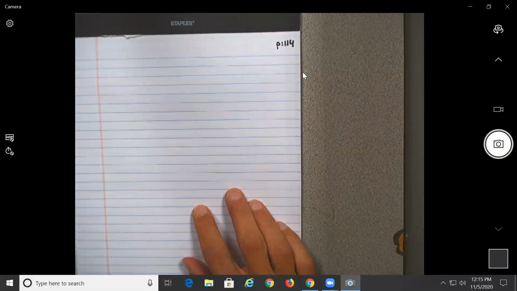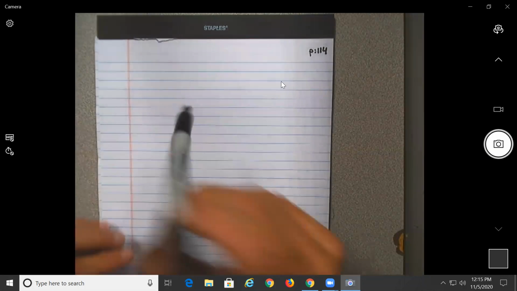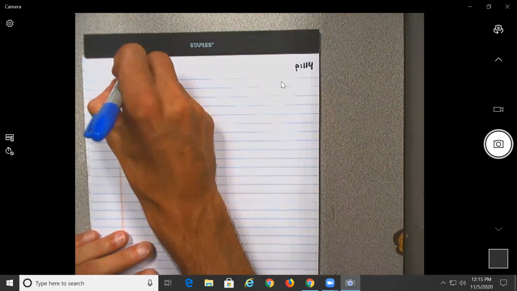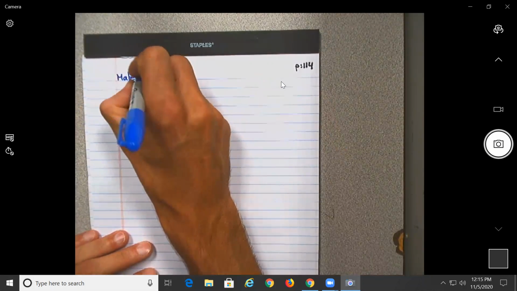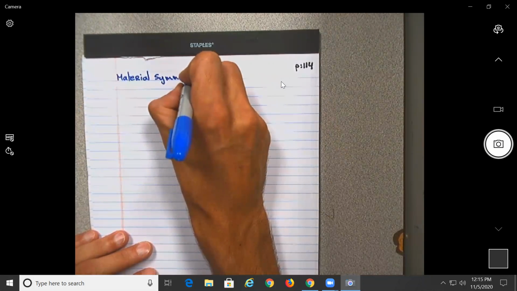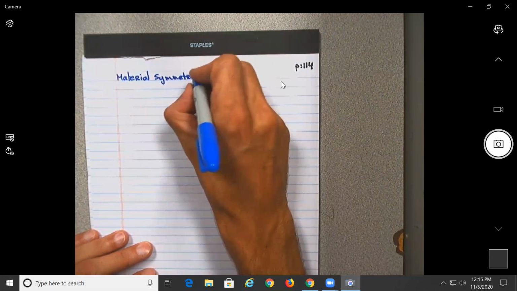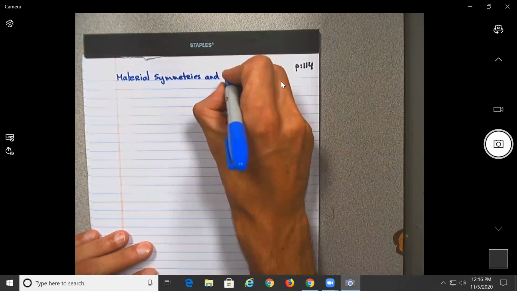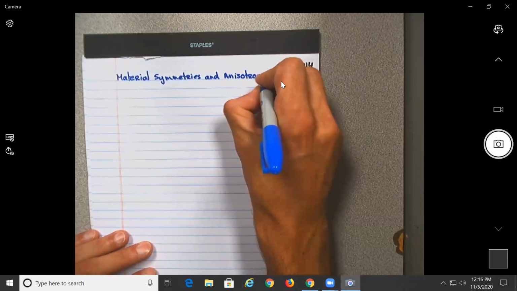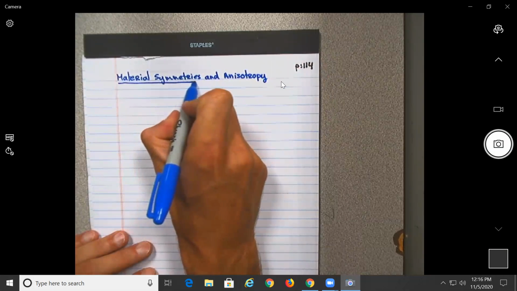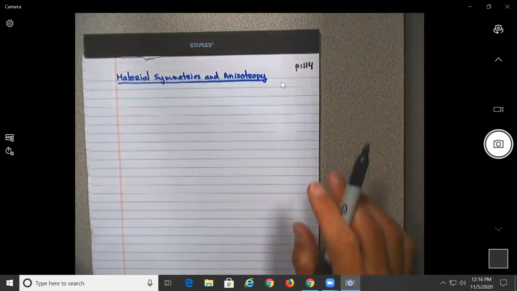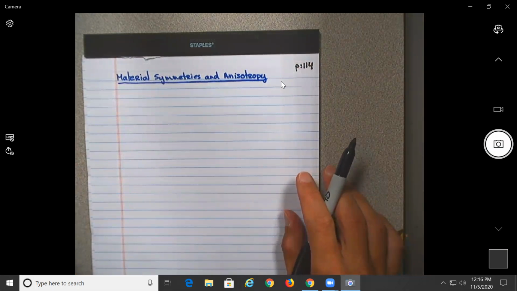All right, so I skipped a few things in the class notes. I'm going to look at material symmetries and anisotropy. Okay, so basically to see what happens to the C_IJKL for different cases.